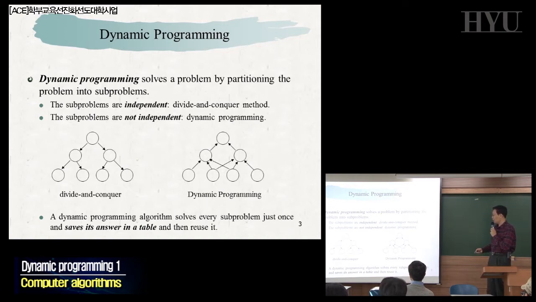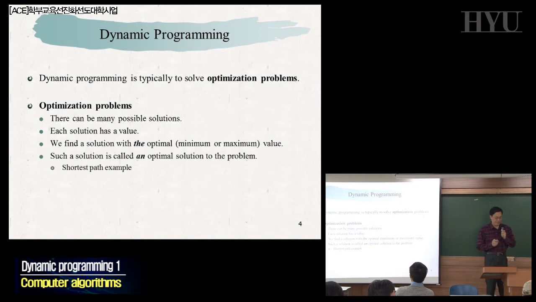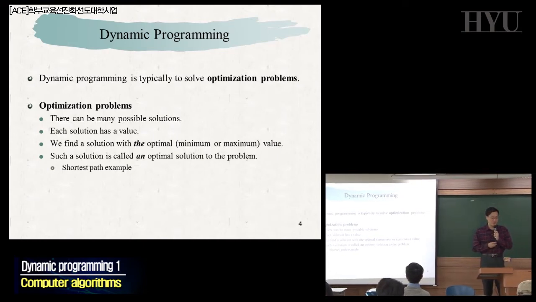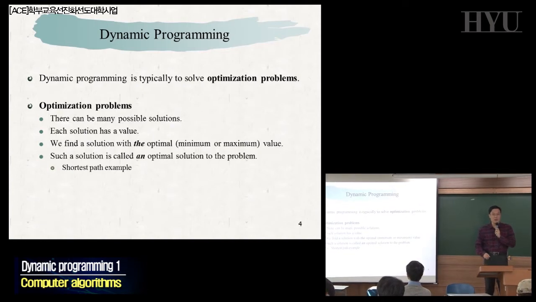So a dynamic programming algorithm solves every sub-problem just once and saves its answer in a table and then reuses it. This is the main point, and I will explain using an example. Dynamic programming is used to solve optimization problems. A brief outline of optimization problems is like this.